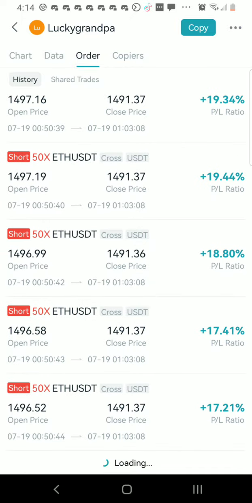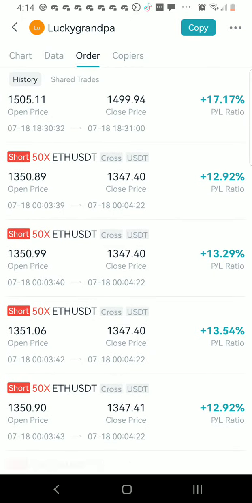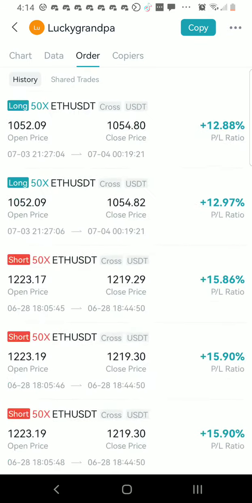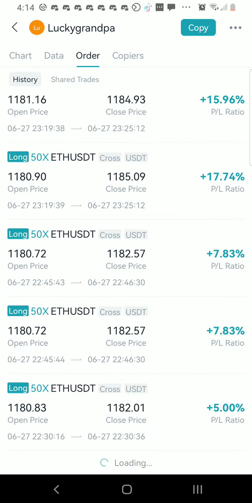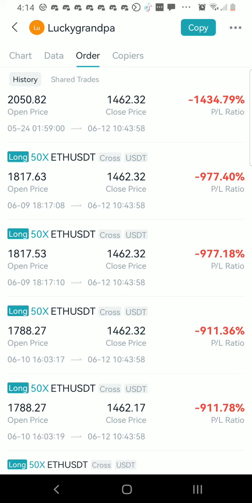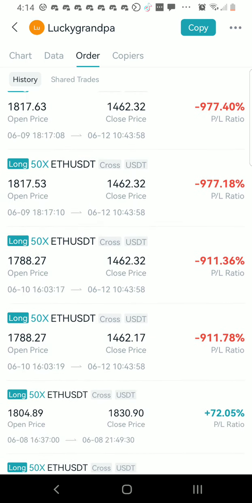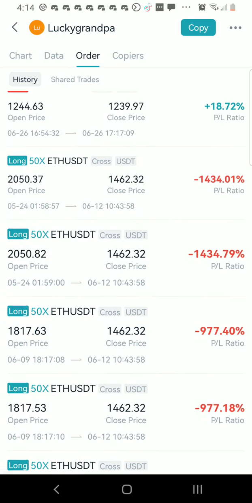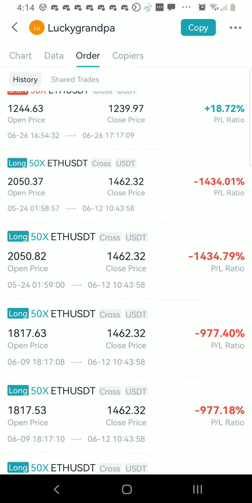Okay, let me find some negative from him. Let's see his negative. Can't see negative yet. Maybe his negative is when he was starting. Here. So this was when he was starting, I guess. So this is June 10. When he has a loss, he got huge losses also. So his loss also is quite risky.